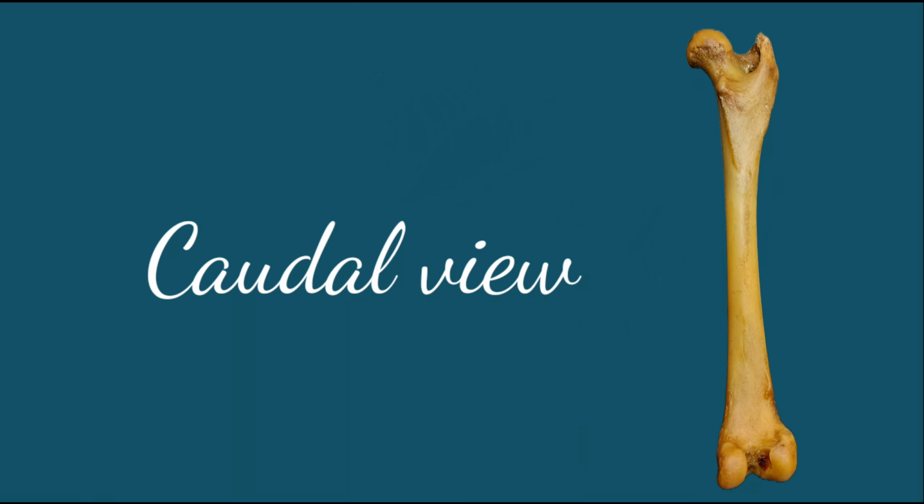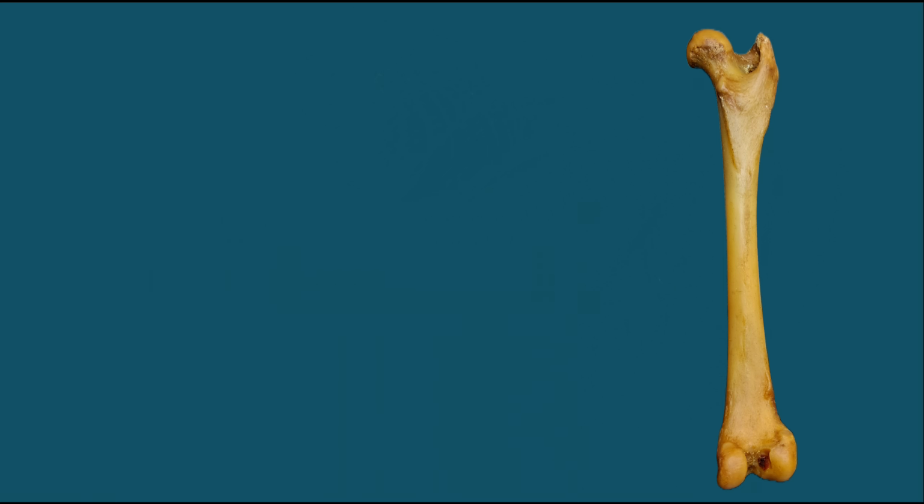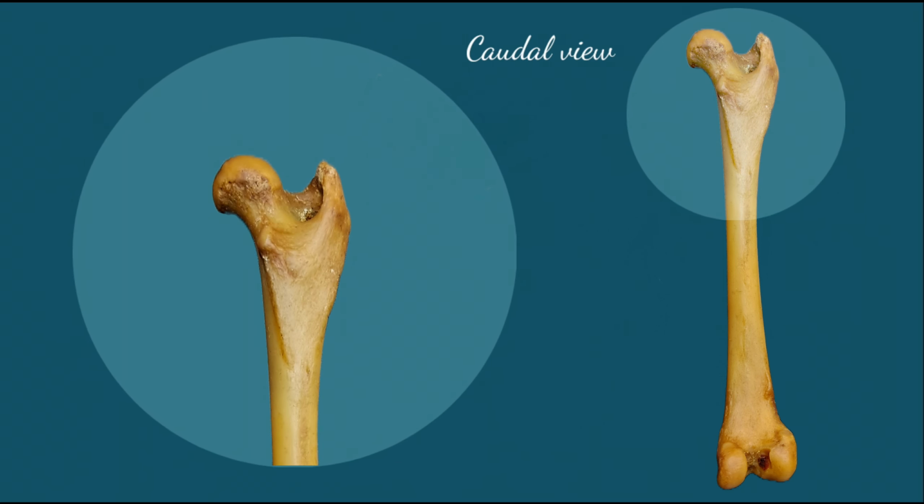Then we move to the caudal surface, and at the proximal extremity, the head, neck, greater trochanter, lesser trochanter, intertrochanteric crest, third trochanter, and trochanteric fossa are visible.